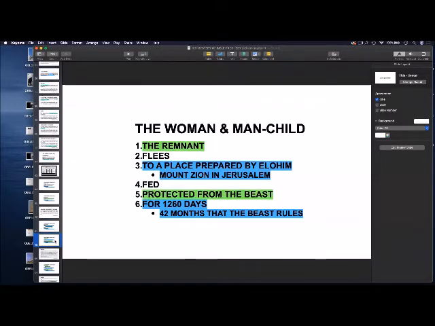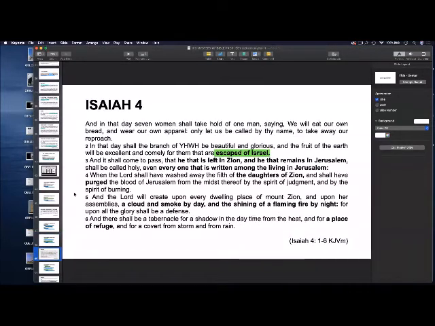The next two that we're going to address are the remnant and protected from the beast. And in that day, seven women shall take hold of one man, saying, we will eat our own bread and wear our own apparel. Only let us be called by thy name to take away our reproach. So the idea behind this seven women, this is a future prophecy. We'll get to it in verse 5. But there's going to be the remnant, and you have the men and you have the women. The children aren't part of this issue, but just for this discussion, for every one man, these seven women represent the female count of the remnant.